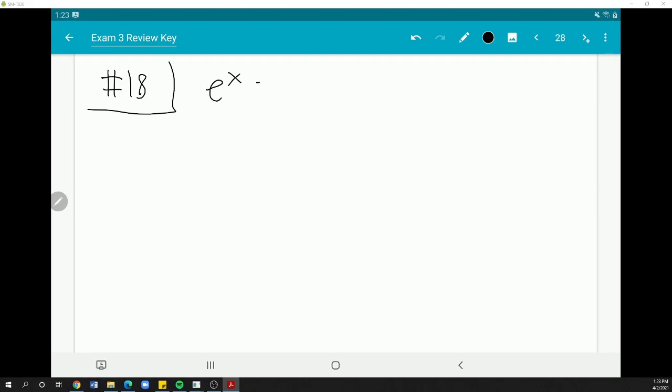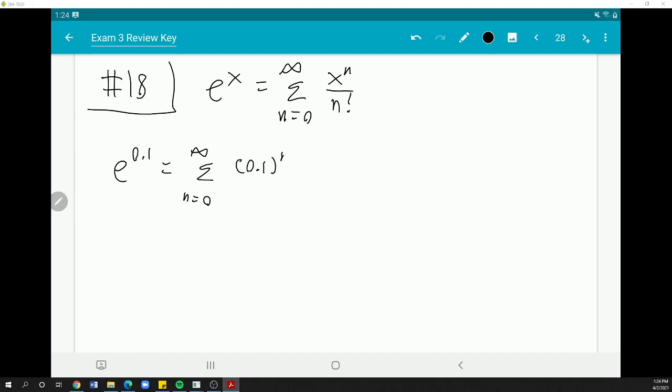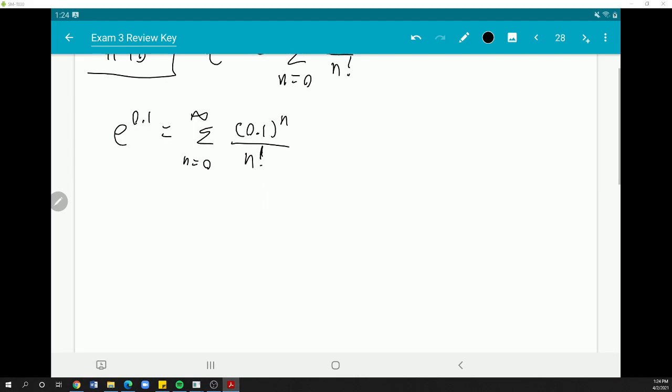I know e to the x is the sum n equals 0 to infinity of x to the n over n factorial. So therefore, e to the 0.1 would be the sum n equals 0 to infinity of 0.1 to the n over n factorial. So now I need to guarantee that it's within 0.1. So how can I do that? We can use Taylor's inequality.